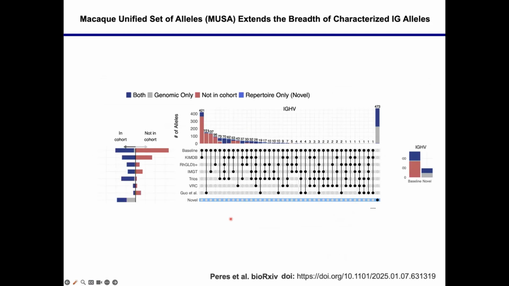We also asked how many of our alleles are seen in other databases. And so this upset plot summarizes information where we were seeing about 473 of the heavy chains that were novel and only seen in ours, and over half of those were seen in both the DNA and RNA, with about 40% in just the RNA.